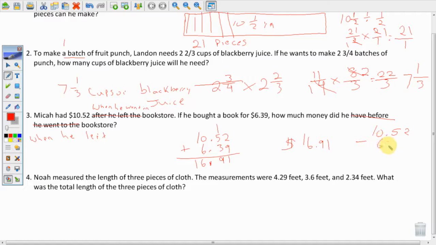subtract $6.39, and I can't do 2 minus 9, so I have to borrow from the 5, make it a 4, make that a 12. 12 minus 9 is 3, 4 minus 3 is 1. Got my decimal there, 10 minus 6 is 4. So that would have left him with $4.13 if we rewrite the problem as Micah had $10.52 when he went in the bookstore. If he bought a book for $6.39, how much money did he have when he left the bookstore? So I took one problem, turned it into 2 different problems so you could see a subtraction problem as well.